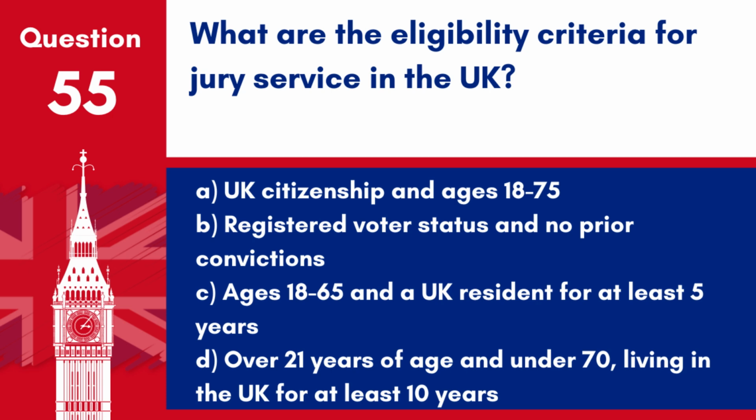Question 55. What are the eligibility criteria for jury service in the UK? A. UK citizenship and ages 18 to 75. B. Registered voter status and no prior convictions. C. Ages 18 to 65 and a UK resident for at least 5 years. D. Over 21 years of age and under 70, living in the UK for at least 10 years.